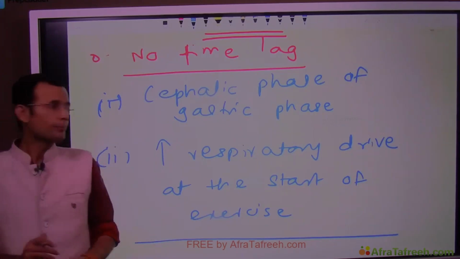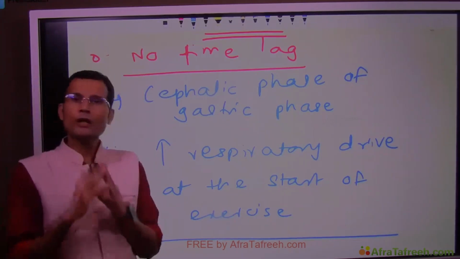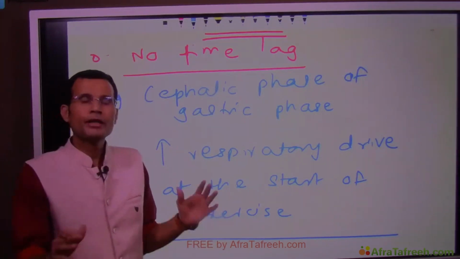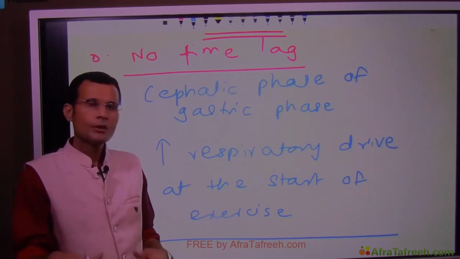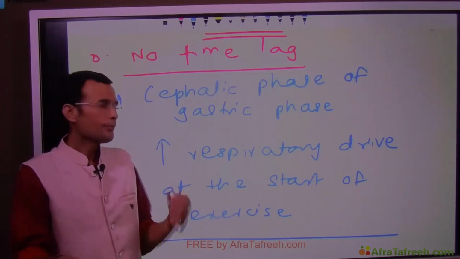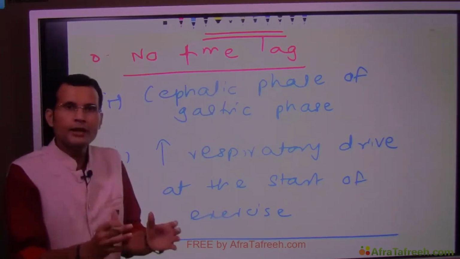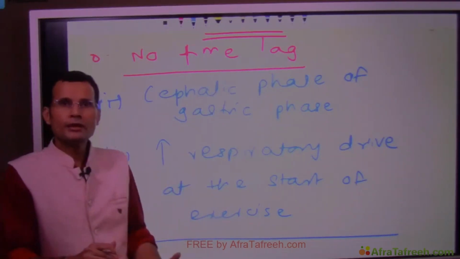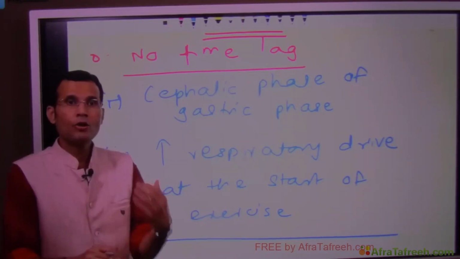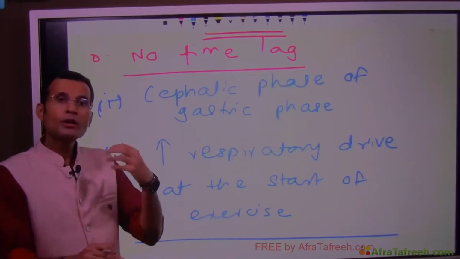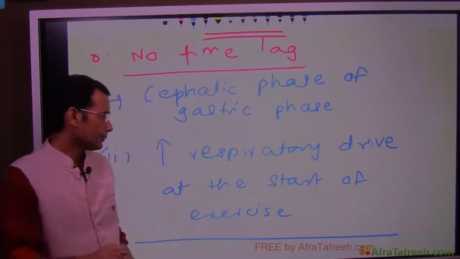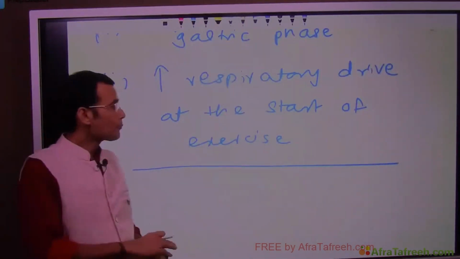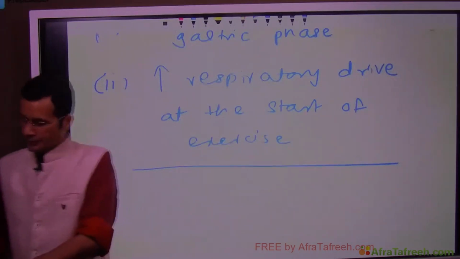This is feed forward. When you start muscular exercise, muscles will need extra oxygen. In anticipation of that, just at the start of exercise, the ventilatory drive will increase in anticipation of the fact that muscles now will need extra oxygen and they will generate extra carbon dioxide. So these are the feed forward mechanisms.